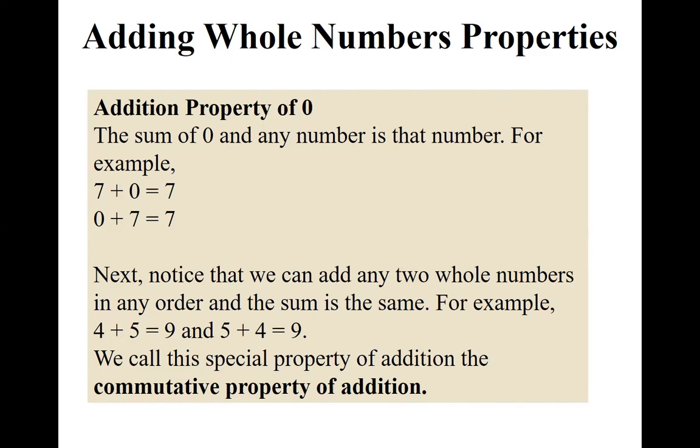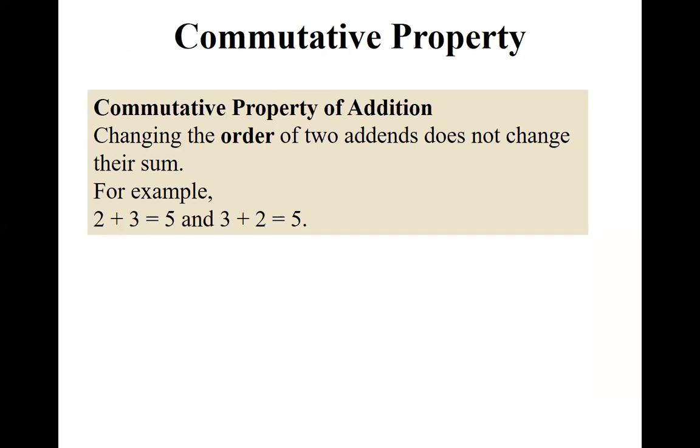Next, you might notice that we can add any two whole numbers in any order, and the sum is the same. For example, 4 plus 5 is 9, and 5 plus 4 is 9. This special property has its own name, and that name is the commutative property. It's referred to as the commutative property because commute means move. Your morning commute is when you go from one place to another. We're physically picking up the 4 and the 5, and we are moving them. We are changing their order to get 5 plus 4. But both 4 plus 5 and 5 plus 4 are 9. So we have the fact that changing the order of two addends does not change their sum.